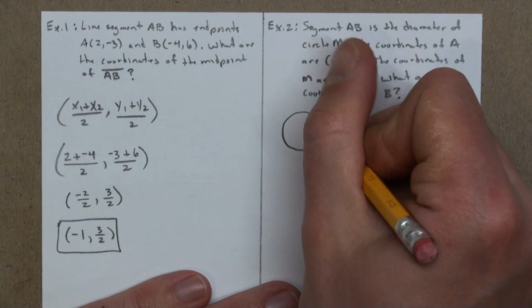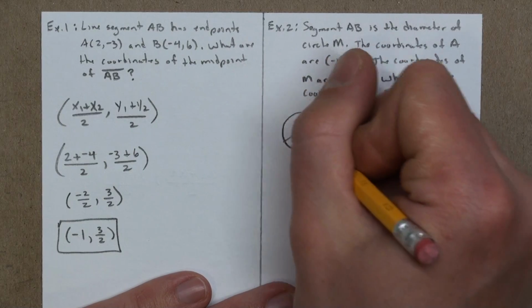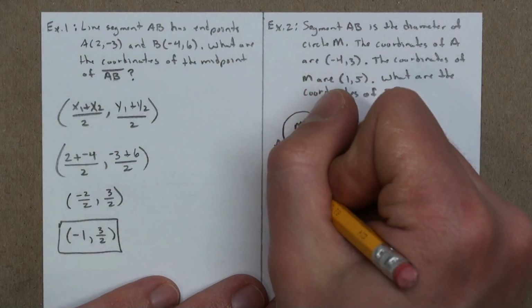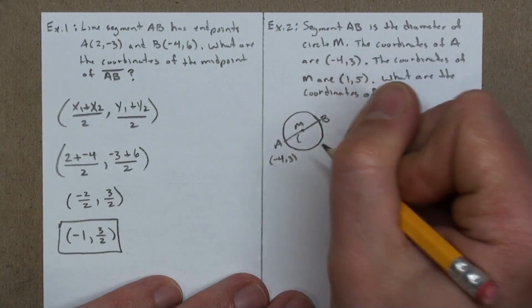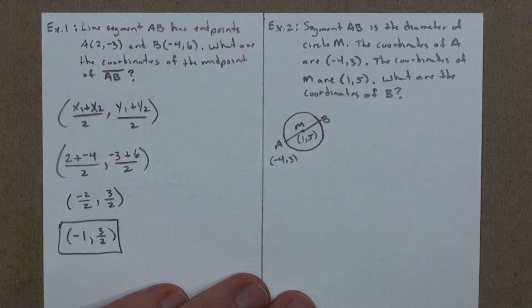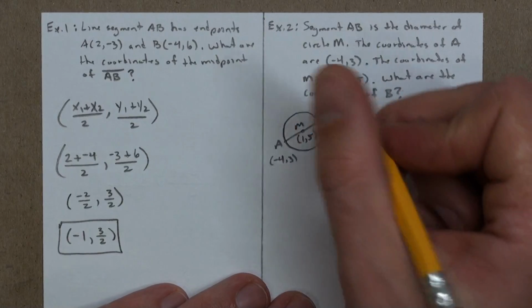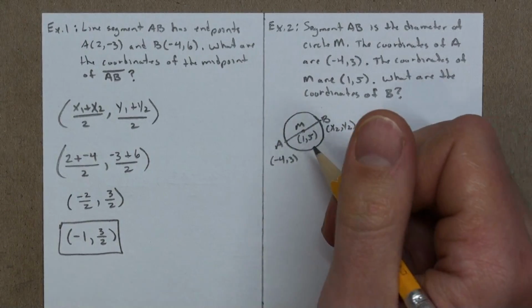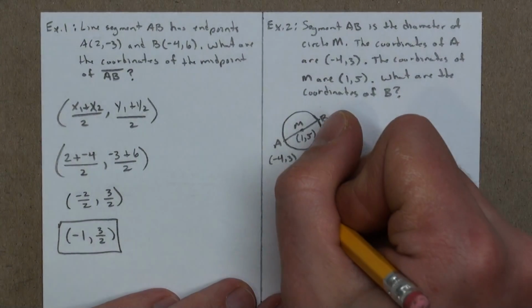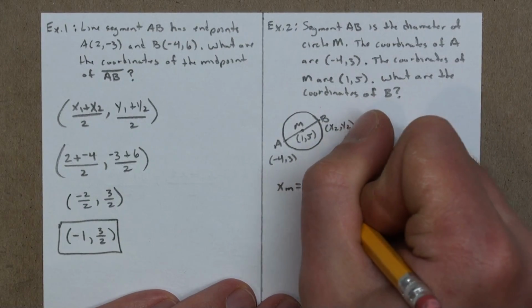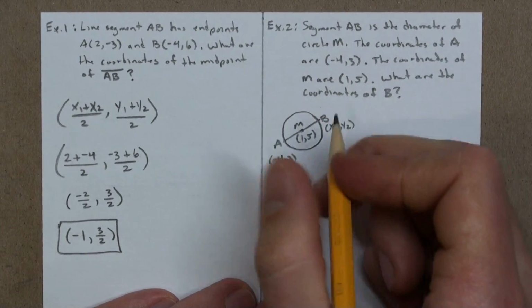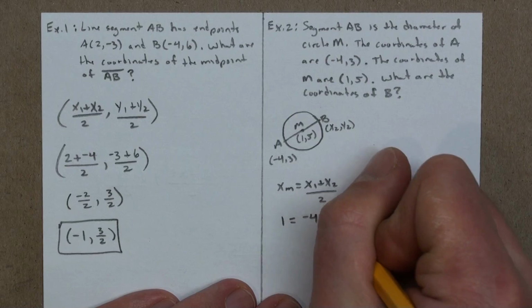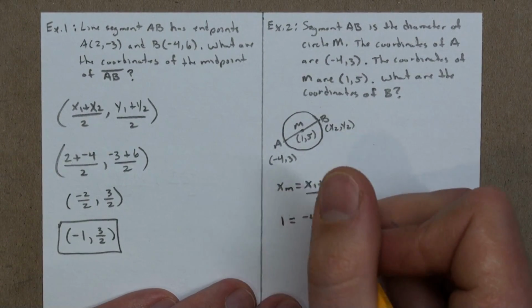So first we can draw a quick picture. M, A, and B, right? We know A, negative 4, 3, and we know M is 1, 5. So we're trying to find B. Let's call it x2, y2. So we got to use the one where we know an endpoint and a midpoint. So first we'll say xm equals x1 plus x2 over 2. The x-coordinate of the midpoint is 1. X1 is negative 4. What we don't know is x2, right? Now we can cross multiply.